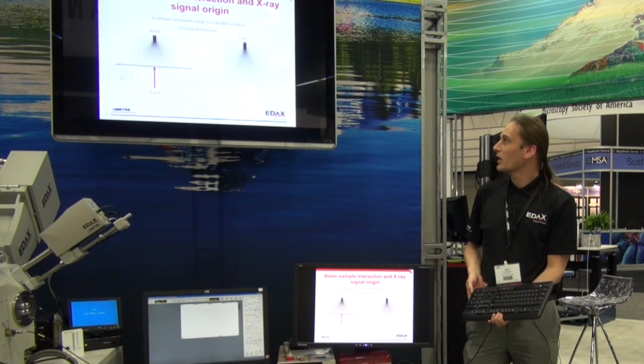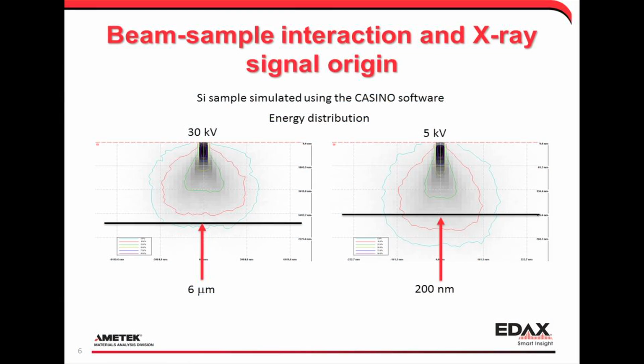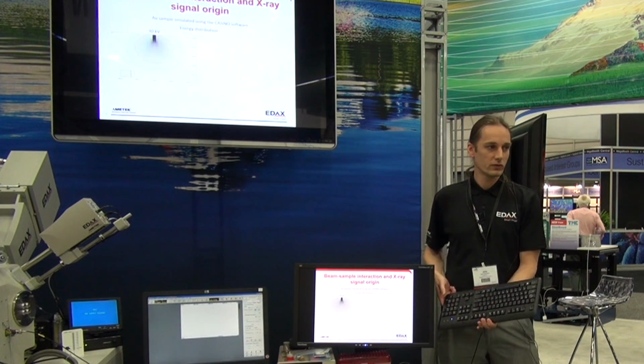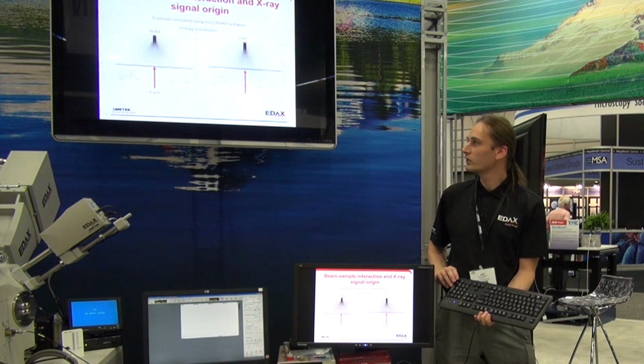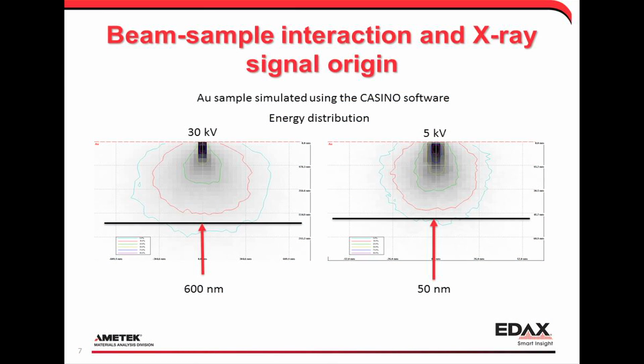If we look at 5 kV, the shape is slightly different. You get different transmission down. But this line is about 200 nanometers. So again, your energy is deposited much closer to the surface. This is in a gold sample. Same thing, 30 kV. Let's go back. So for the silicon, 6 microns. For gold, 30 kV, 600 nanometers. So silicon at 5 kV, the penetration depth of the electrons is similar to gold at 30 kV.